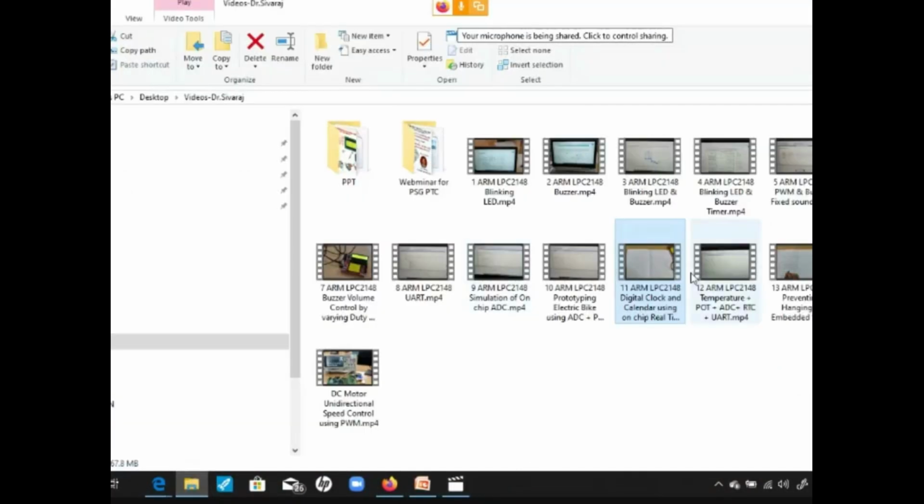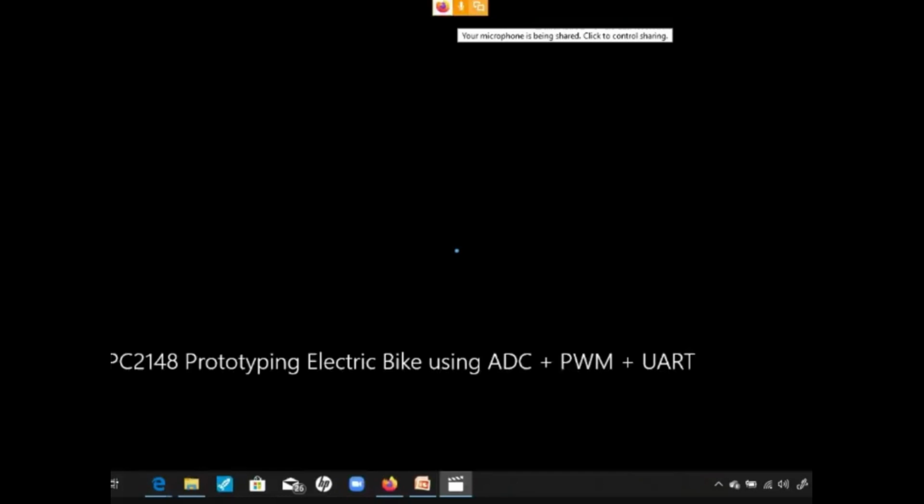Now I'm going for a final celebration of pulse width modulation as an e-bike, because mechanical engineers are the ones who can celebrate this. I can increase the volume and decrease the volume by using pulse width modulation. Now you can look at the screen here, the e-bike.